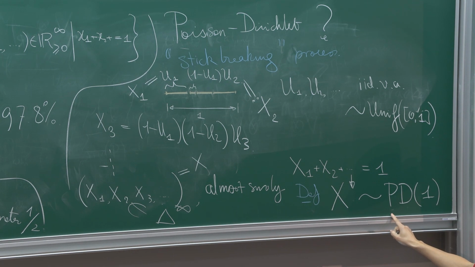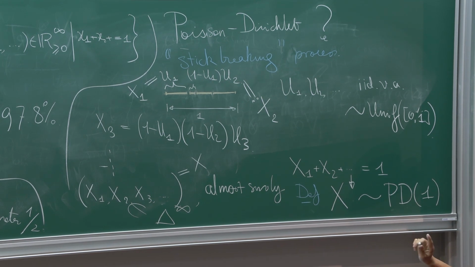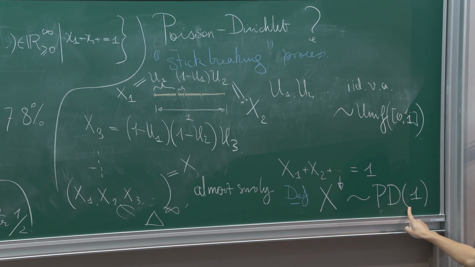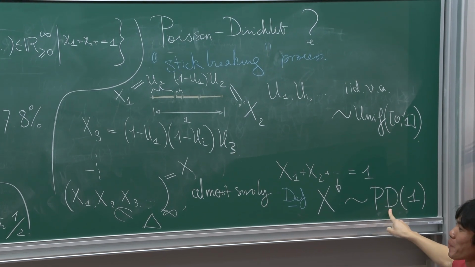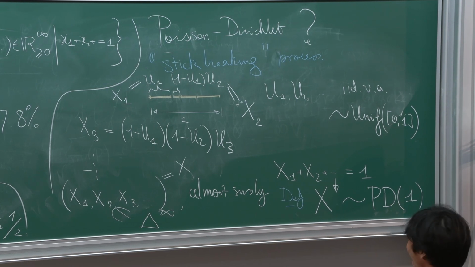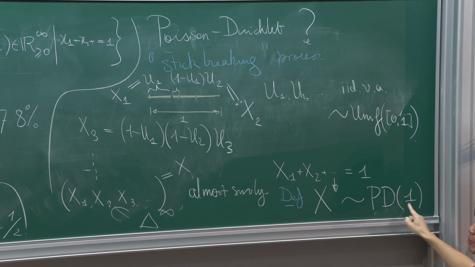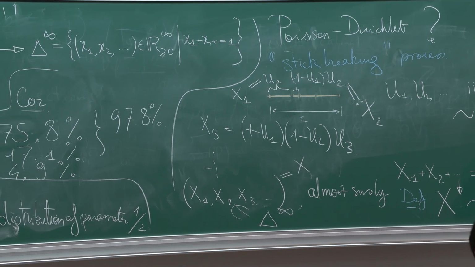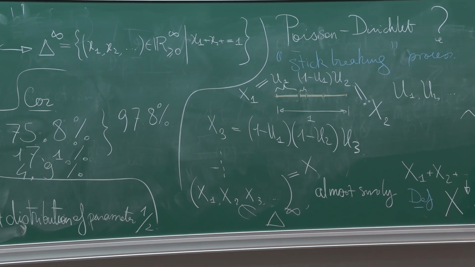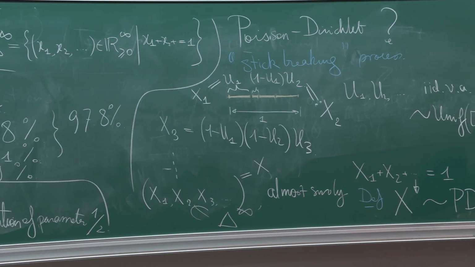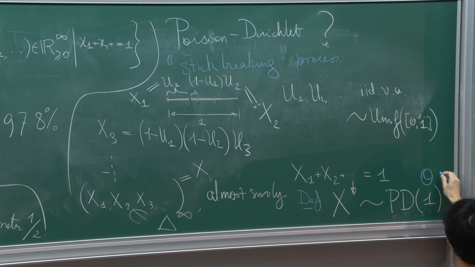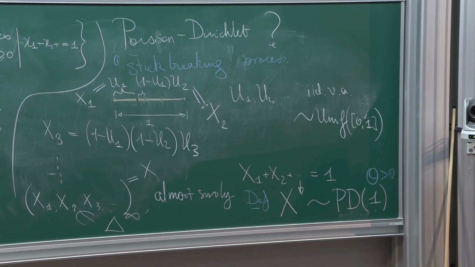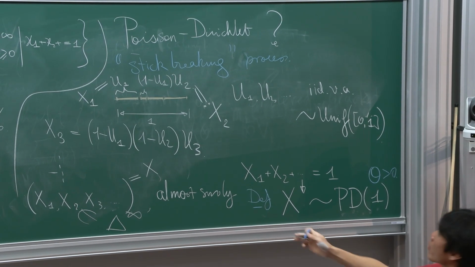This is not the Poincaré duality, by the way. Yeah. So now maybe you have the question: this is 1, but what we have is 1/2. So how can you get something even more general, like the Poisson-Dirichlet distribution of parameter theta bigger than 0? So you should modify something here.